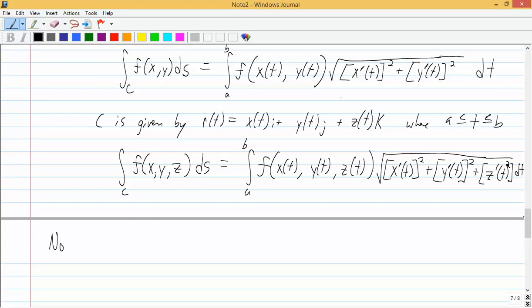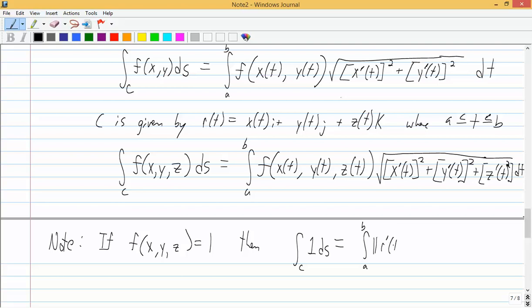This is a little note that your book has, must be important. It says, note that if f of x, y, z equals 1, then the line integral gives the arc length of the curve C as defined in section 12.5. Or the integral over C of 1 ds is equal to the integral from a to b of the magnitude of r prime of t dt.